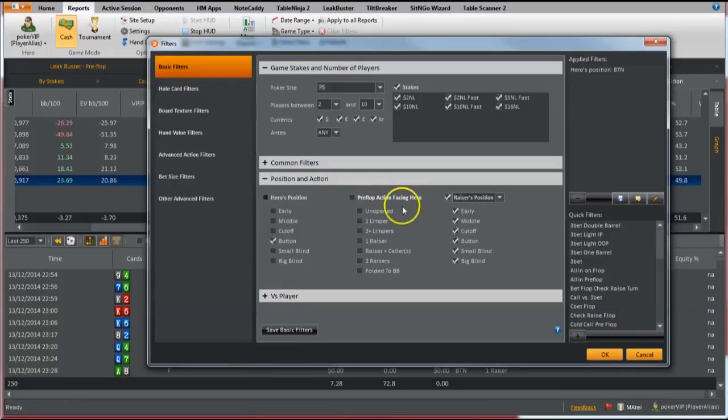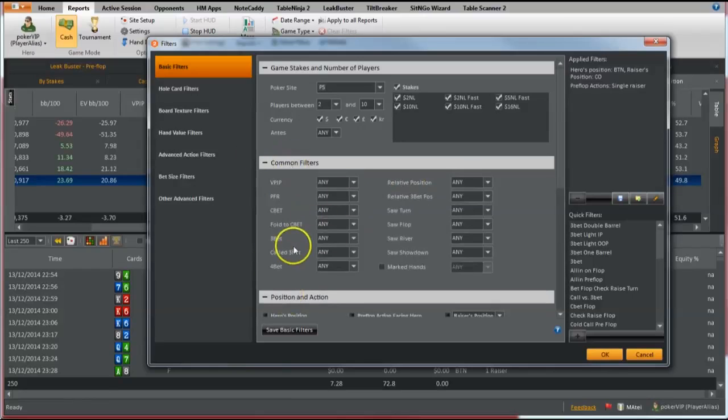We can specify the preflop action facing hero. Let's imagine we're facing one raise. Let's imagine that raise's position is the cutoff. So we're on the button, facing a cutoff open. The trick we can use here is we go to the common filters tab. We can put VPIP equals no.